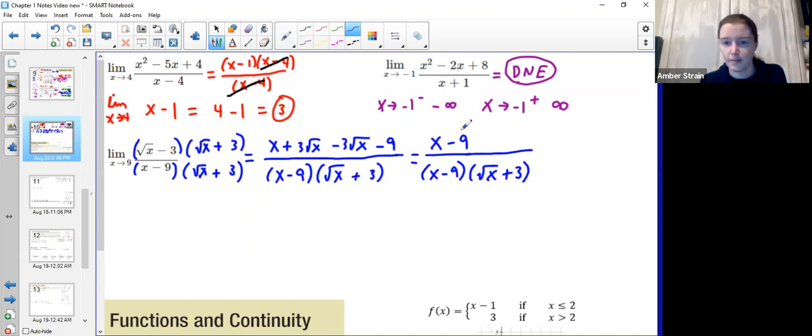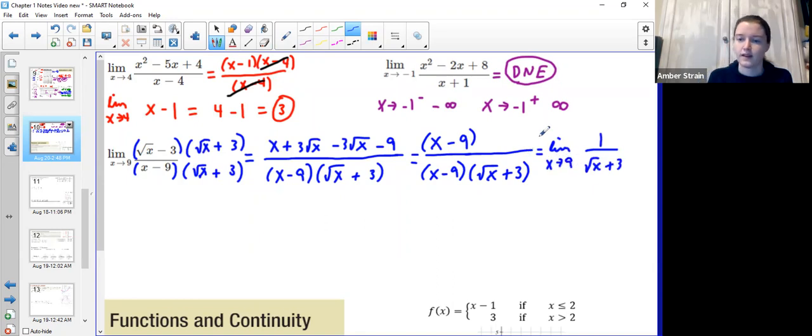So now notice it matches up. So I have this matching x minus 9, so it factors out into the limit as just 1 over square root of x plus 3. Okay, so when that canceled out, we're left with this, which still looks like it should be a problem, but let's try plugging it in. So if I go 1 over square root of 9 plus 3, square root of 9 is, of course, 3. So I end up with the fraction 1/6.